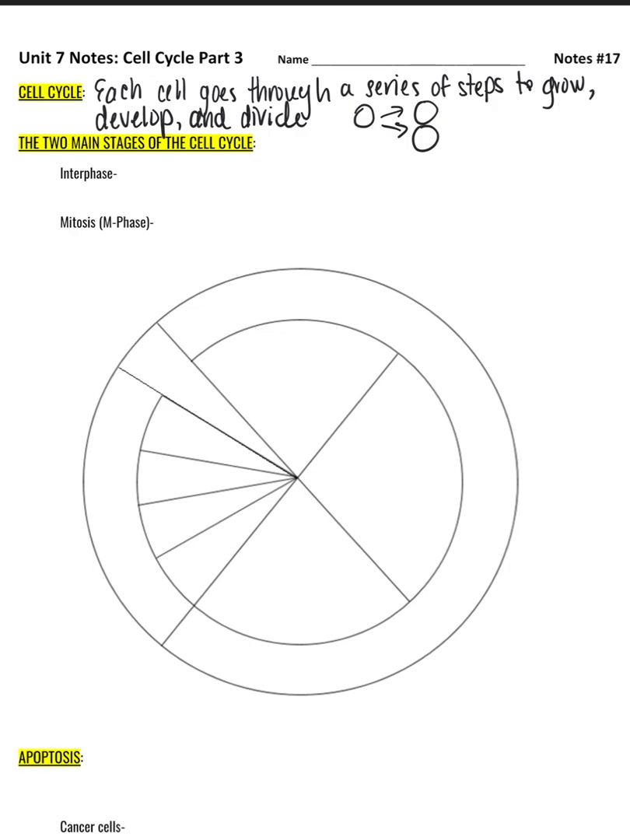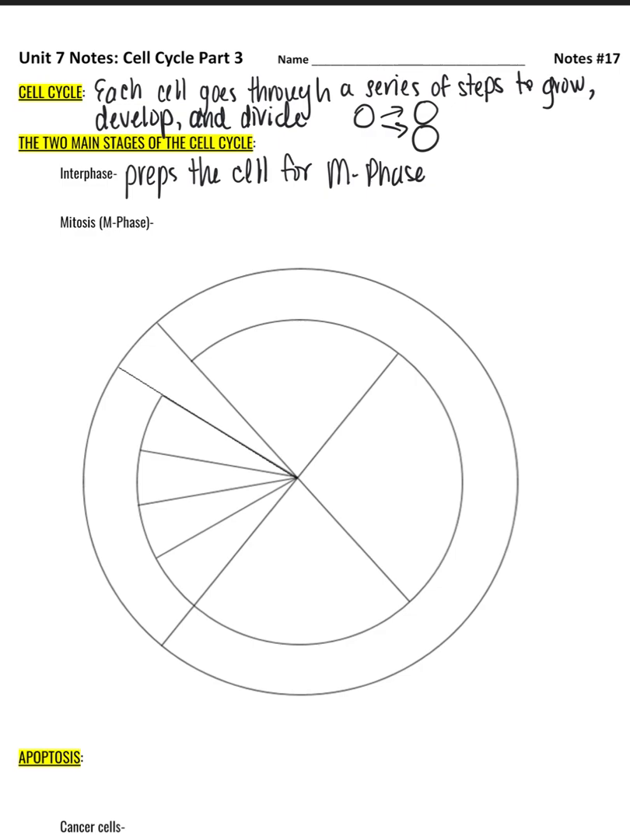Where it says the two main stages of the cell cycle, the cell is going to be going through the two main phases called interphase and M phase, or the mitotic phase or mitosis phase. Interphase is going to last the longest, and interphase is going to prep the cell for M phase. And we will discuss those steps down below.